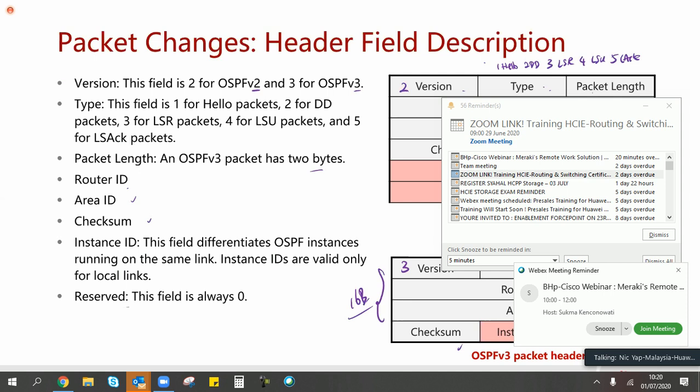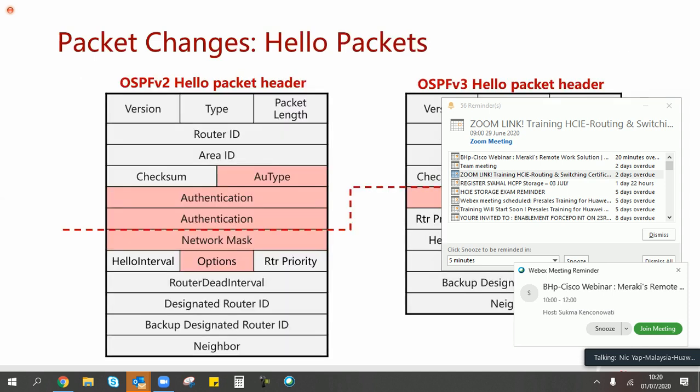Then next we look into the hello packet. The top over here is the OSPF header. Based on the type, when the type is 1, it means that you're carrying a hello. This is a hello. For hello, there is not a huge difference. Just that from the network mask, they change to the interface ID. Instead of the mask, they will change to the interface ID from here.